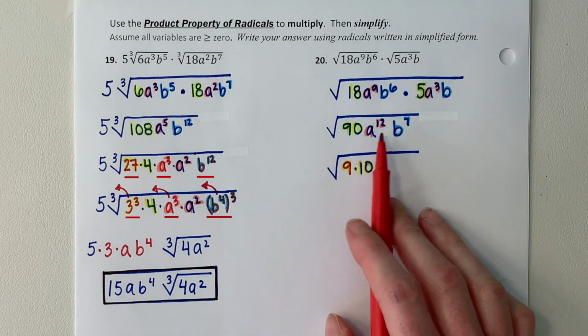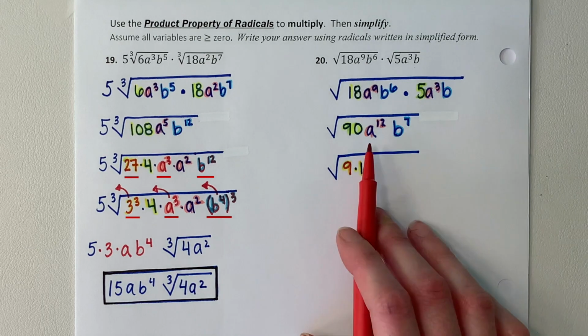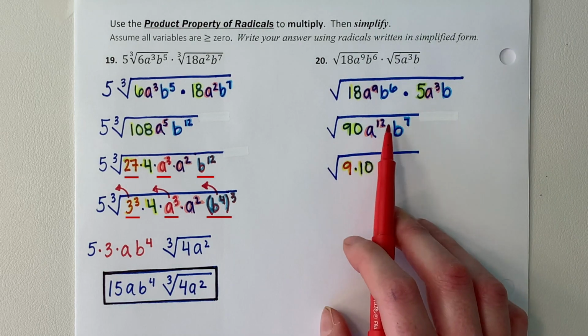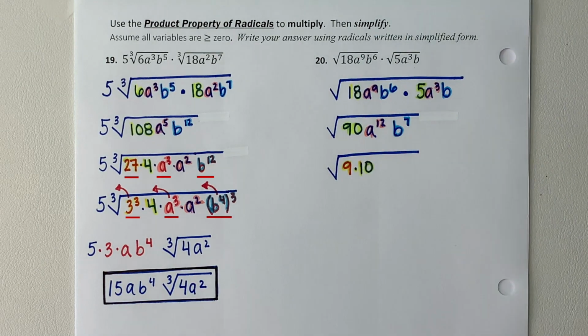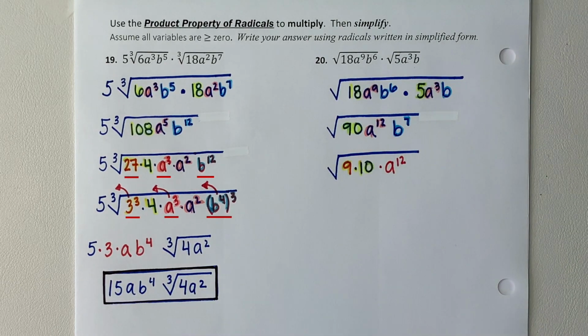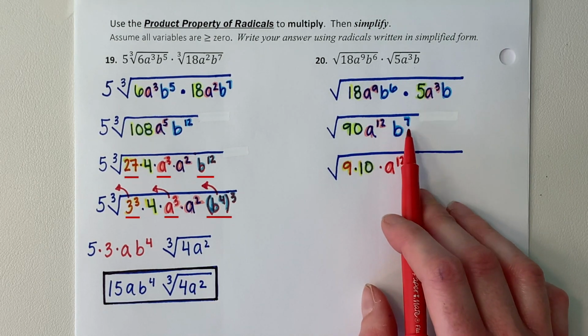Next, let's look at our variable. We're looking for perfect squares since this is the square root. So first we ask ourselves, is a to the 12th a perfect square? Yes, it is, because 12 is a multiple of 2, so this is a perfect square. So for now, I'm just going to put a to the 12th in red since it's a perfect square, and I'm putting all perfect squares in red. Next, let's ask ourselves, is b to the 7th a perfect square? It is not, since 7 is not a multiple of 2.